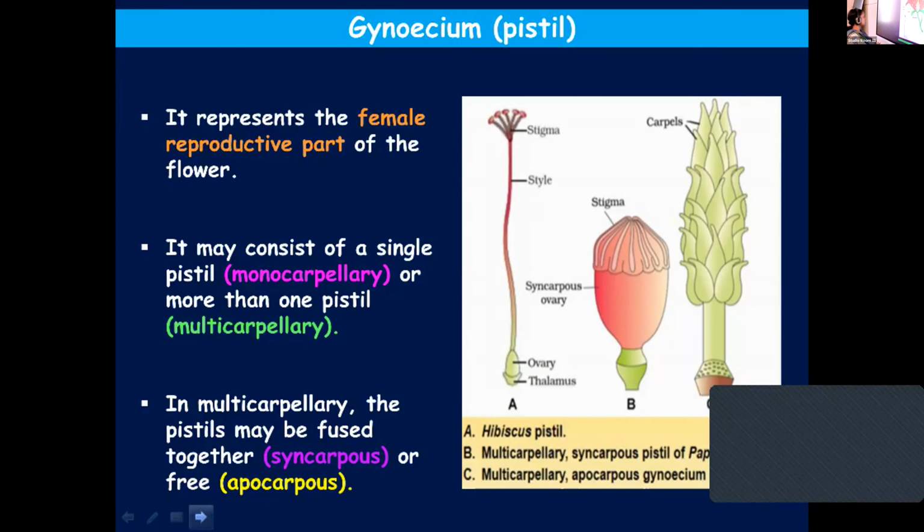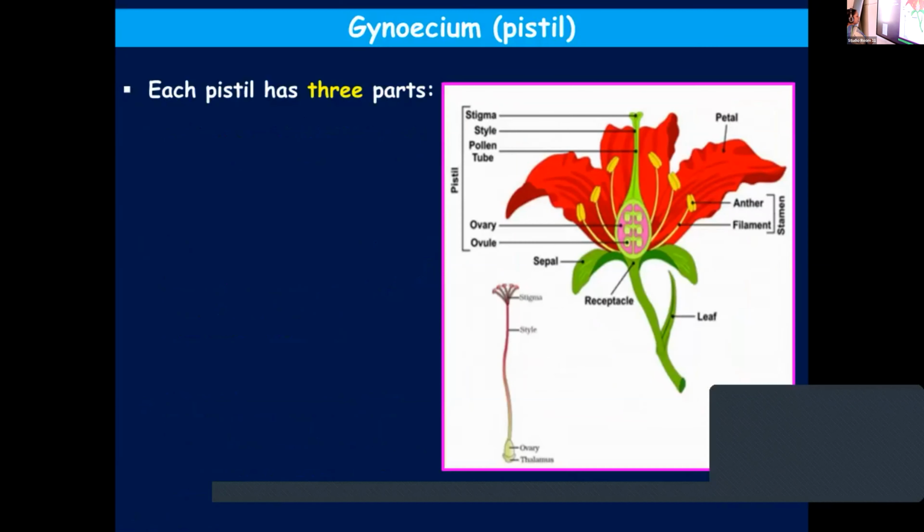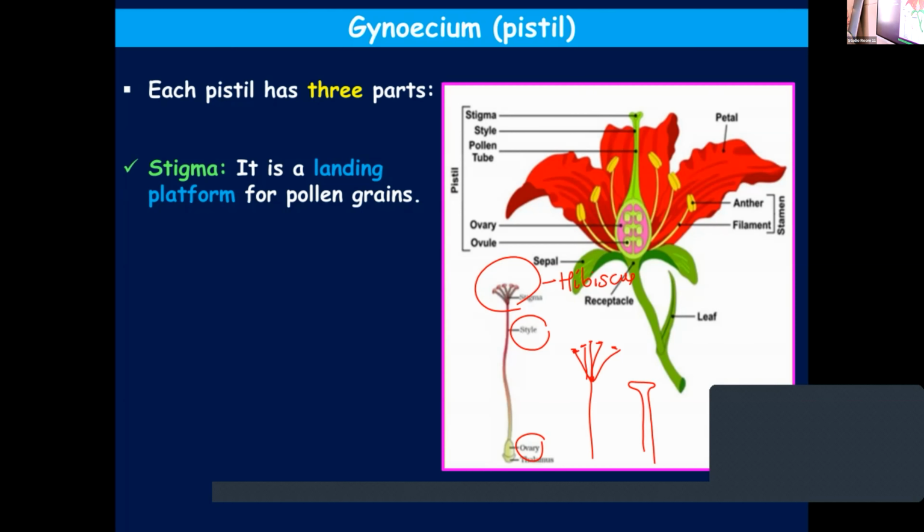Now, if you take a single pistil, you will find that it consists of different parts: stigma, style, and ovary. And stigma, see here what is shown. This one is that of the hibiscus flower. In hibiscus flower, you can find the stigma is branched. Either it can be branched or it can be unbranched also. It depends on the flower. So different flowers have different types of stigma, either branched or unbranched.